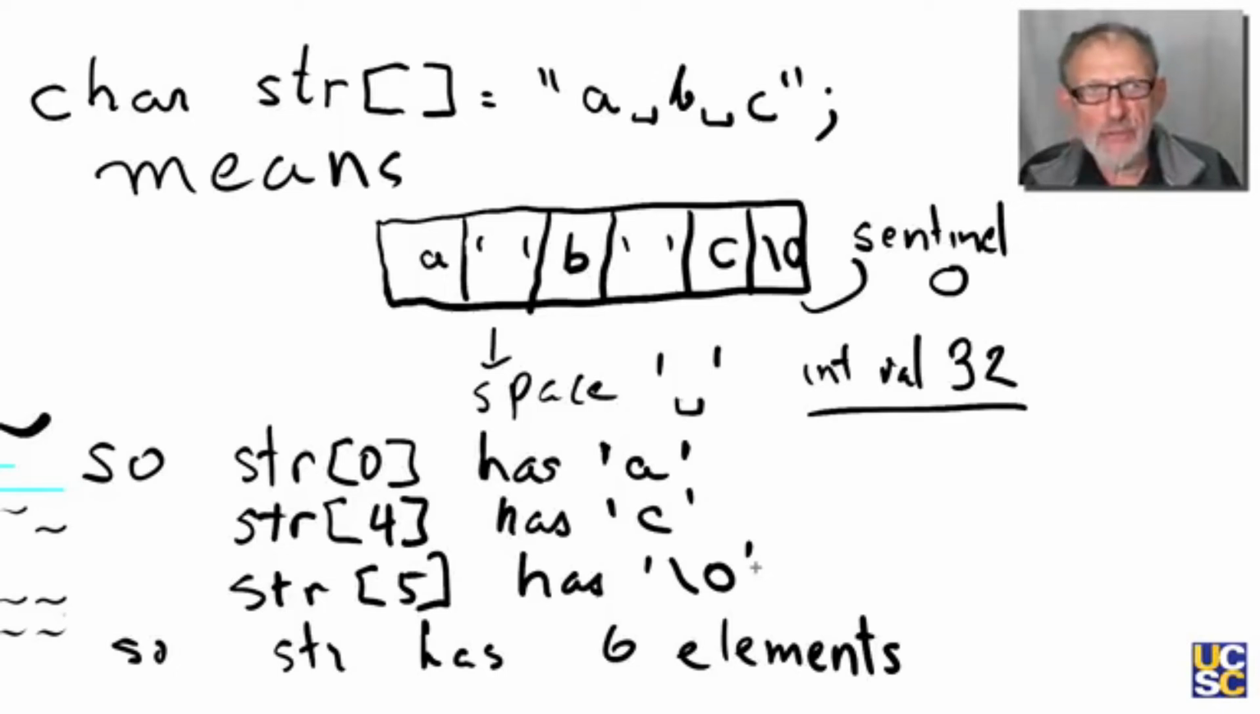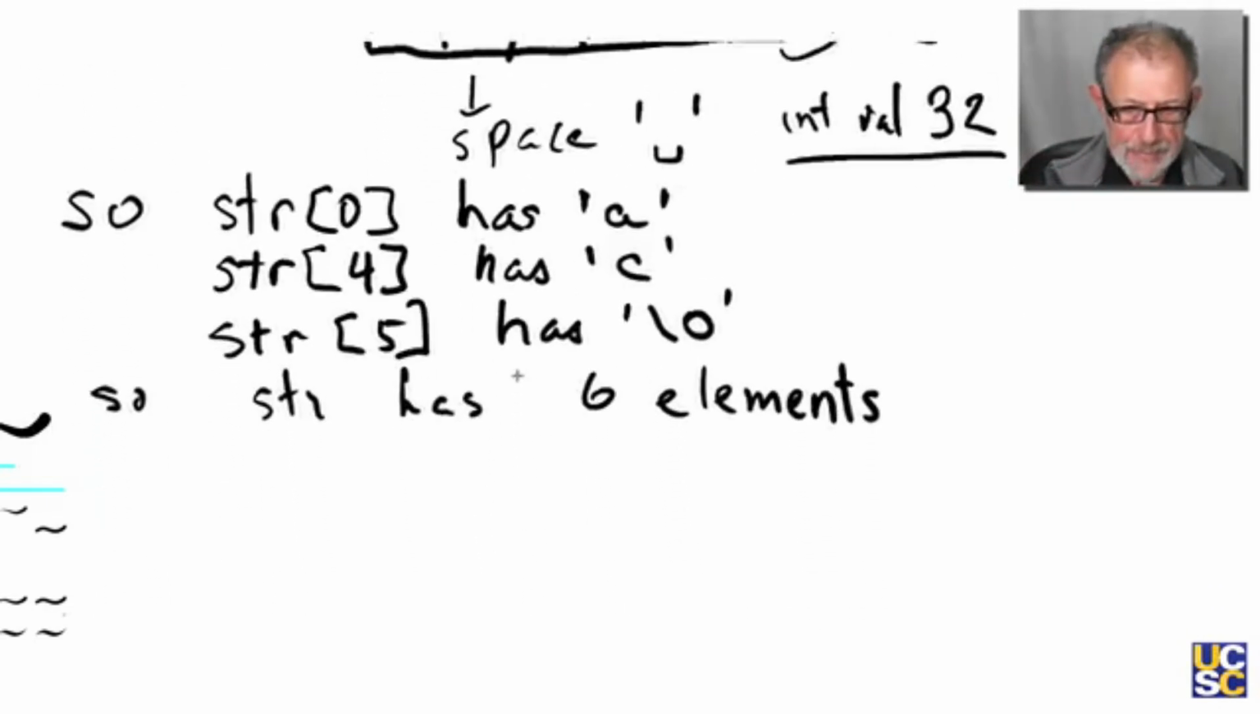I call it a sentinel because when we do a lot of string processing, we generally put in a loop and it searches for the end of string. So that's why we call it a sentinel or sometimes a guard. It's a way to find the end of a string. So this has 6 elements. Okay, now we're going to go on to understanding more sophisticated ways of indexing and looping over arrays.